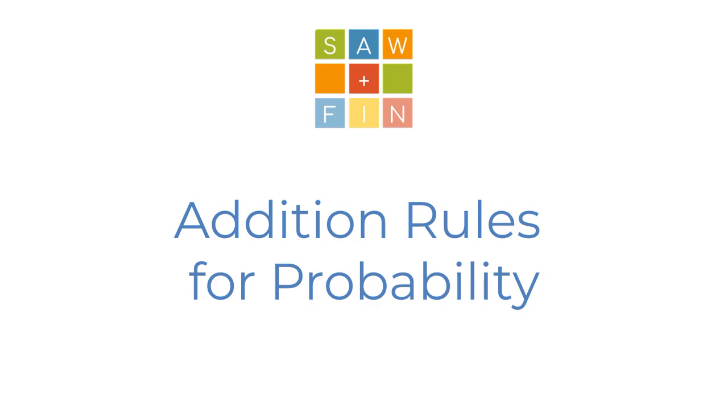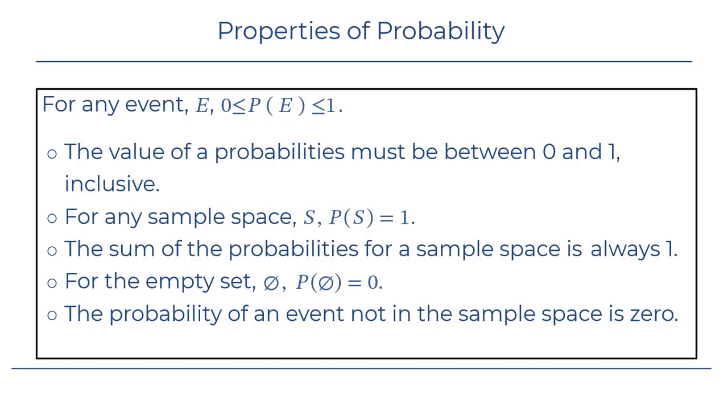Section 4.2, Addition Rules for Probability. We'll begin by talking about some properties of probability. We know that the probability of an event, denoted P(E), has to be between 0 and 1 inclusive, which means the probability that something will certainly not happen is 0, and the probability that something certainly will happen is 1, and everything else is in between.